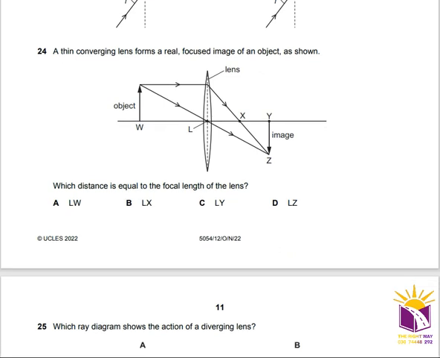Question number 24. A thin converging lens forms a real focused image of the object as shown. What distance is equal to the focal length of the lens? The focal length is the distance between the focal point and the center of the lens. So it will be equal to Lx. So B is the right option.